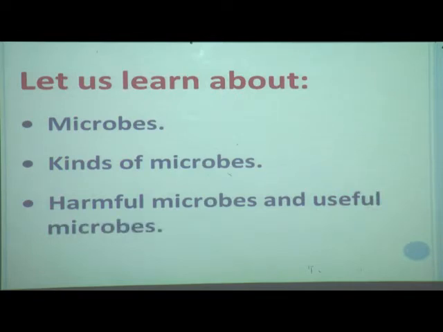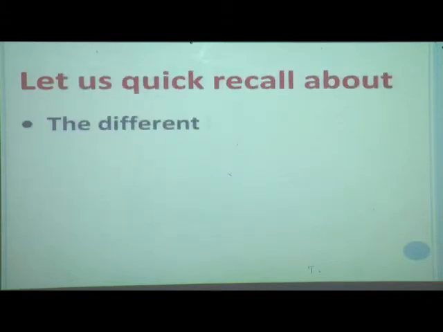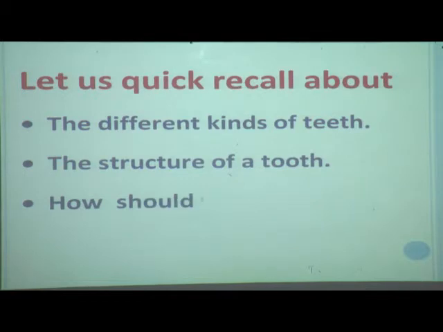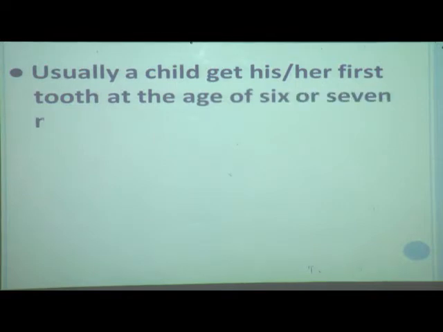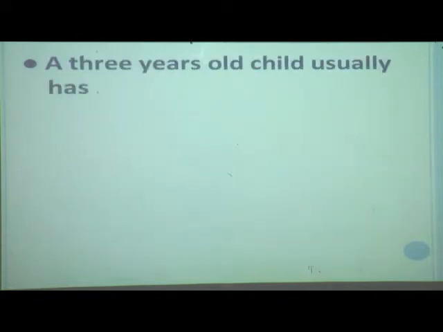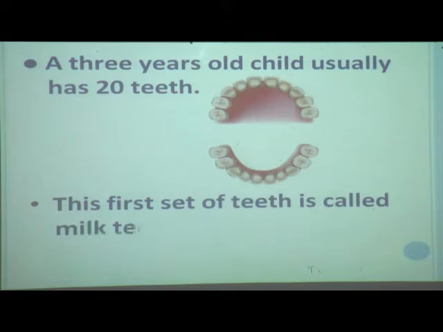But before starting these points, let us quickly recall the different kinds of teeth, the structure of a tooth, and how you should take care of your teeth. In the last session we explained that usually a child gets the first tooth at the age of 6 or 7 months, and a 3 year old child usually has 20 teeth. This first set of teeth is called milk teeth or temporary teeth.